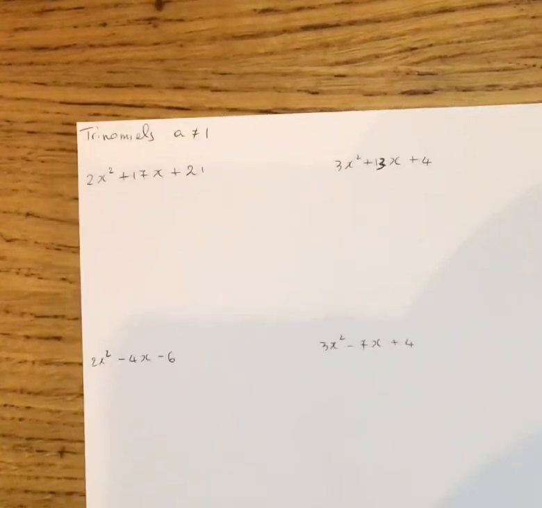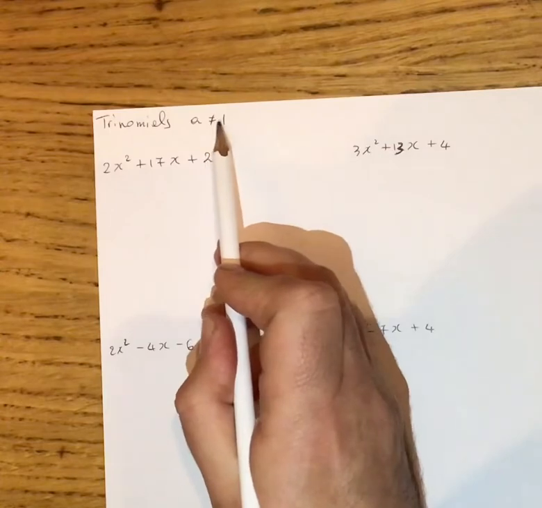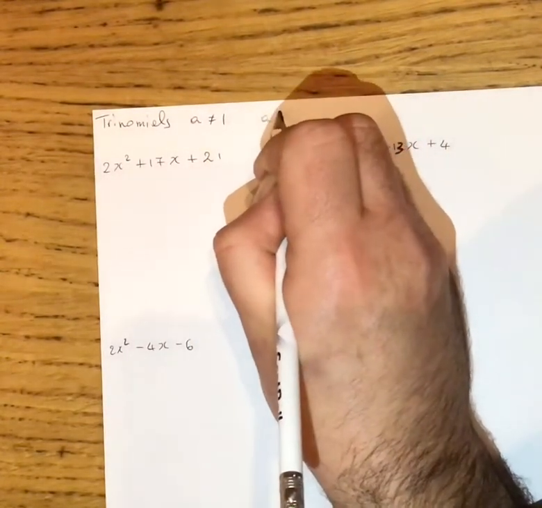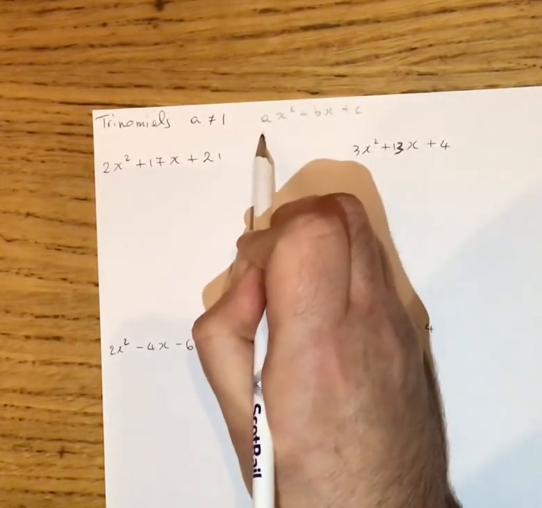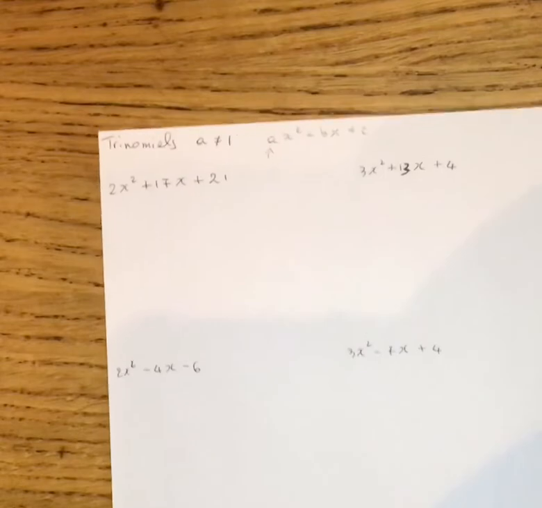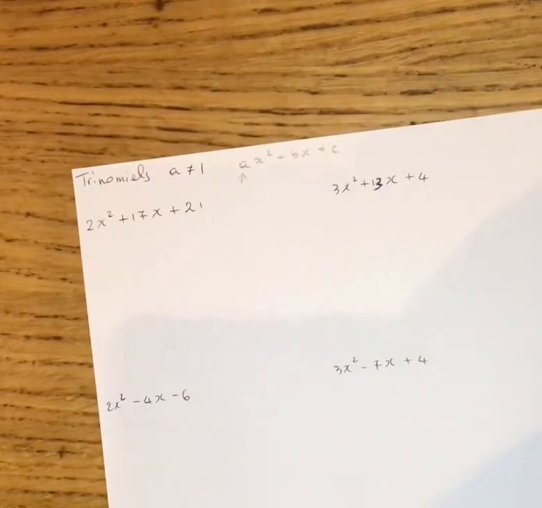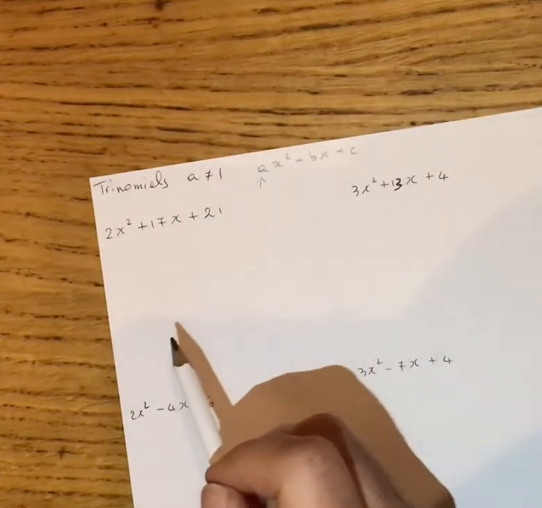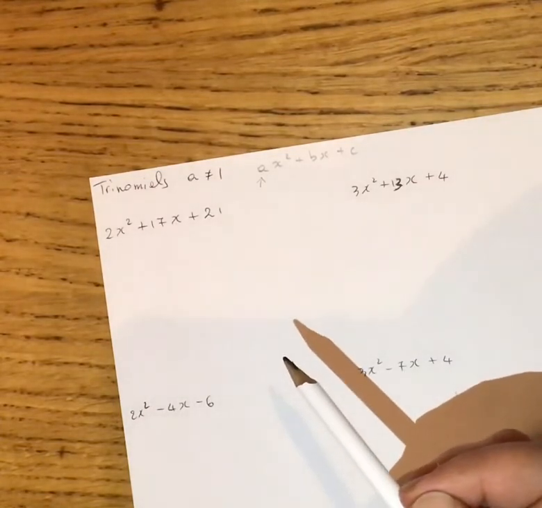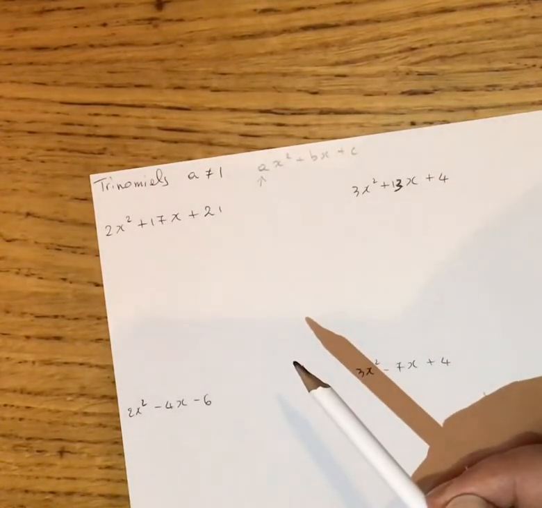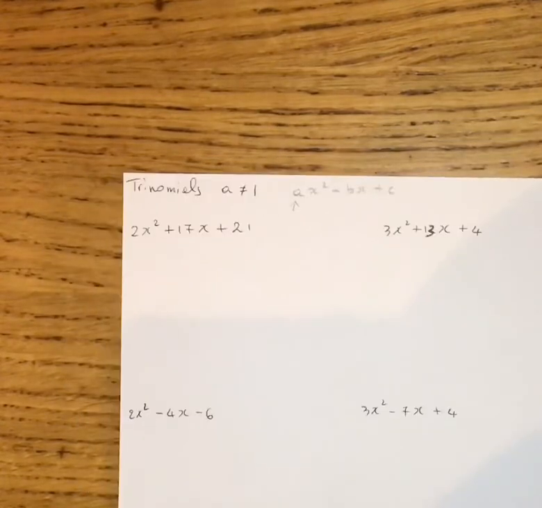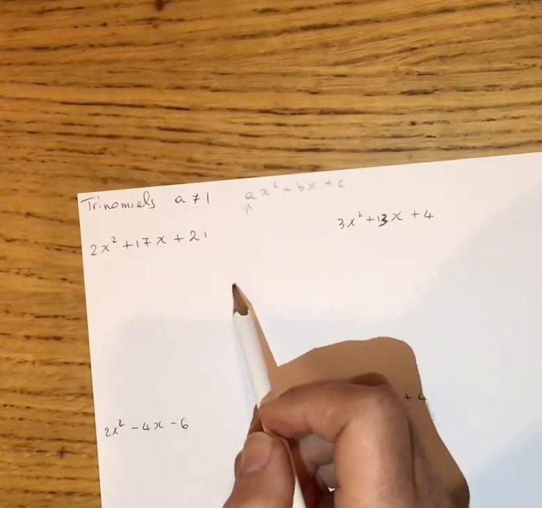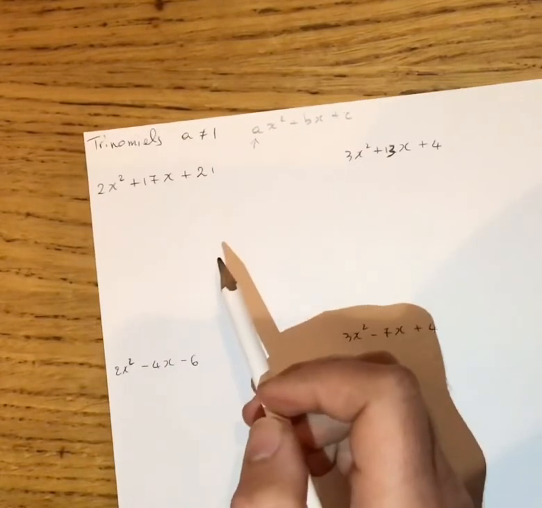Factorization of trinomials where the a is different from 1. So in our ax squared plus bx plus c, the number in front of x squared now is not 1, it is any other number but 1. I've got a method that is quite long, but it works for me and I'm very happy with it. That's the one I'm going to show you.